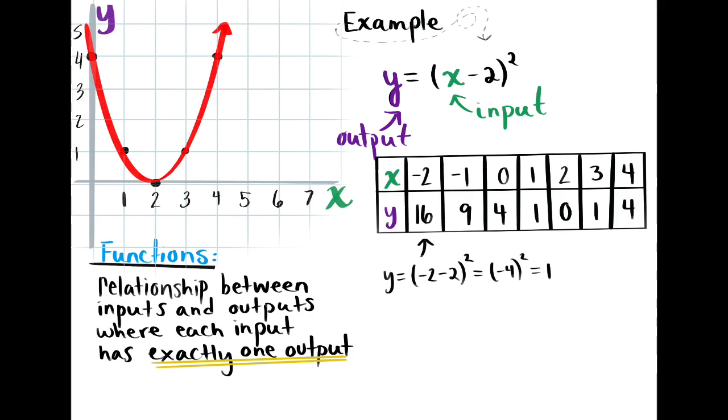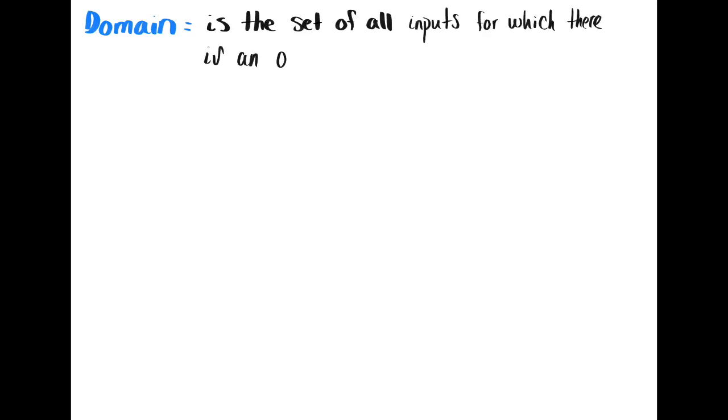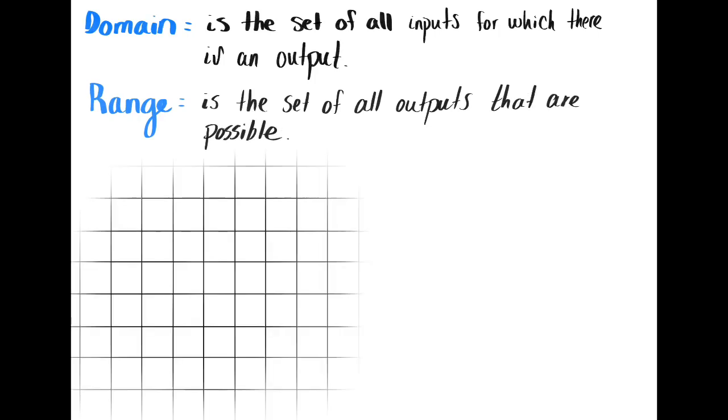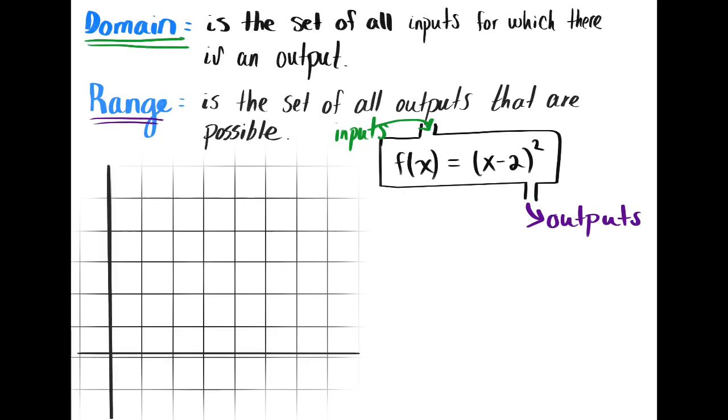So now let's take a look at domain and range. The domain is just all of the numbers that are inputs that have an output. And the range is the set of all numbers that are all the outputs. So in other words, it's like the x's and the y's. So that same example from that previous screen, (x minus 2) squared, is a function. The inputs go into the machine, the outputs come out of the machine.